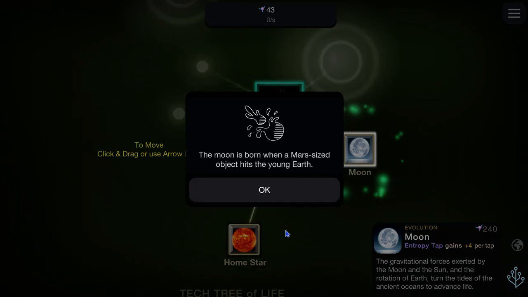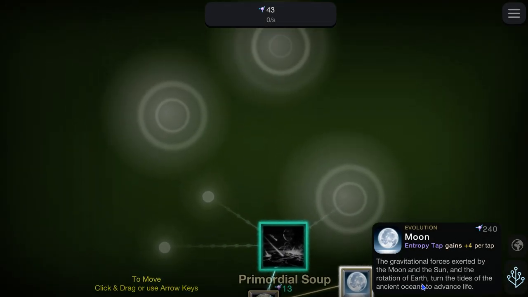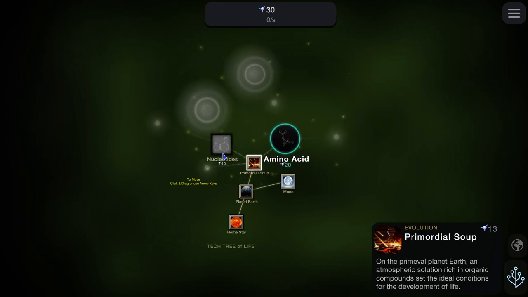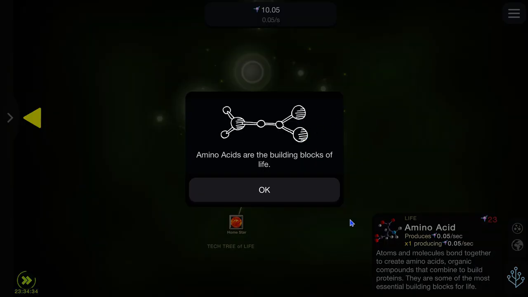Sun, the rotation of Earth to turn the tides of the ancient oceans to advance life. The moon is born on a Mars-sized orbit that tips the young Earth. On the primeval planet Earth, an atmospheric solution rich in organic compounds set the ideal conditions for the development of life. Amino acid. Atoms and molecules bond together to create amino acids, organic compounds.